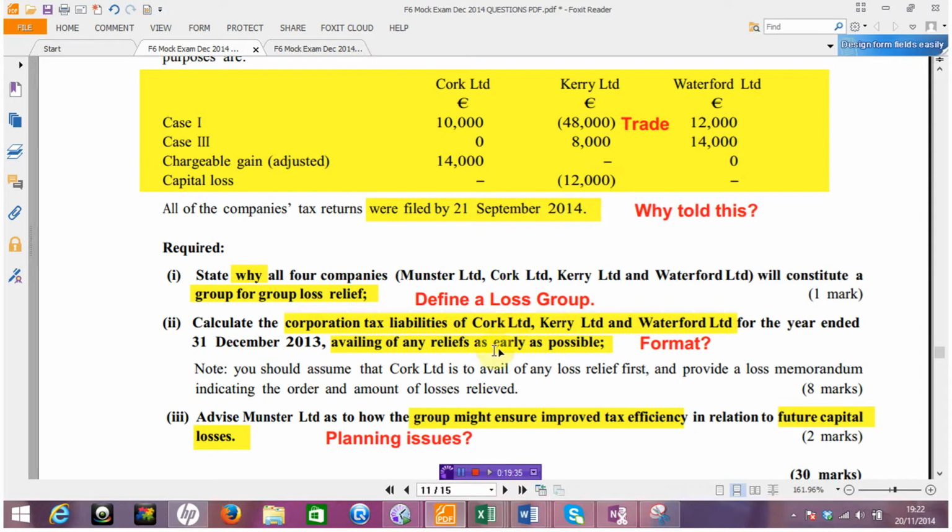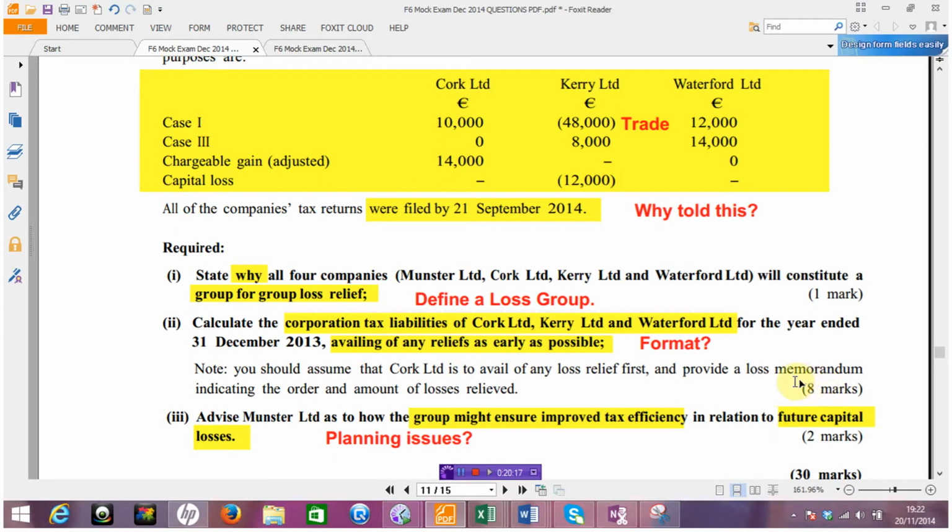I'll come to those in a moment. And they're looking to avail of the relief as early as possible. Key point here that they make, and this is important to gain good marks in this area, is that we would want to ensure that the order of the losses is correct. In other words, that we recognise that Kerry, given that it has the trade loss, is going to apply the correct order. So it's a question of, what is the correct order when you've got a standalone company with a loss with other income, and then over and above that you have several group companies as well. So that's a key little area here.